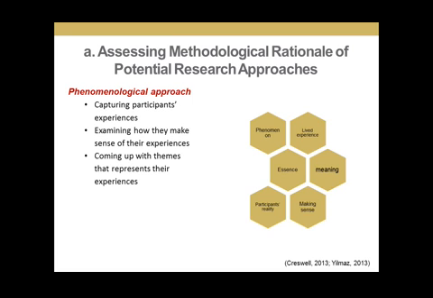Okay, so after that, you have to think about, based on your research question, what is the best approach that I have to use, right? There are 3 main steps that you can follow to identify the appropriate research approach for your study. First of all, you have to assess the methodological rationale of the potential research approaches. I'm going to talk about that.